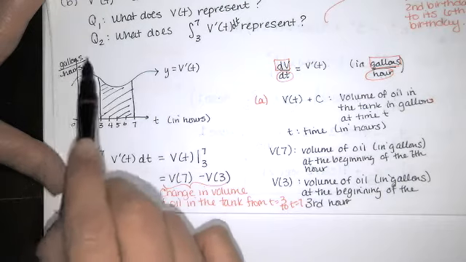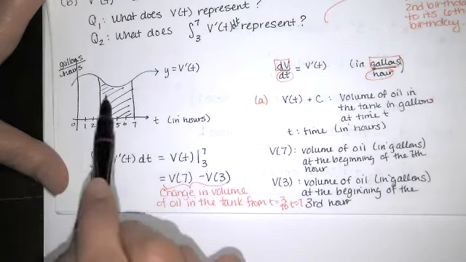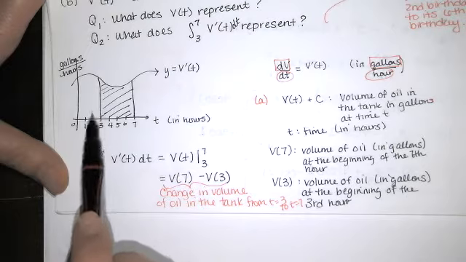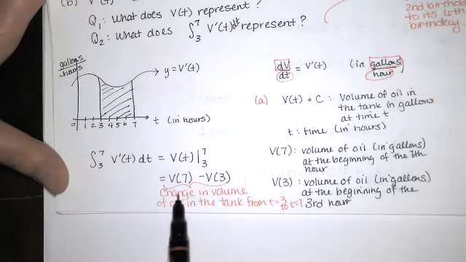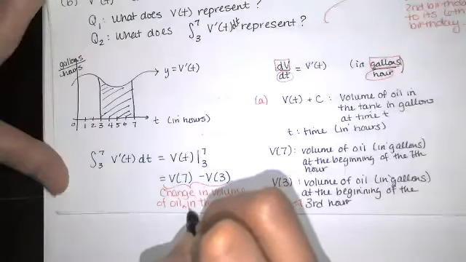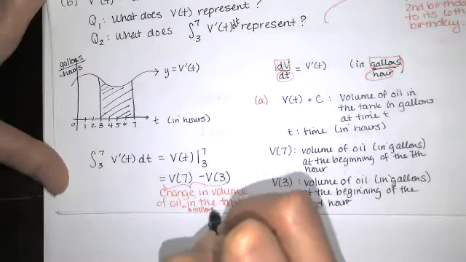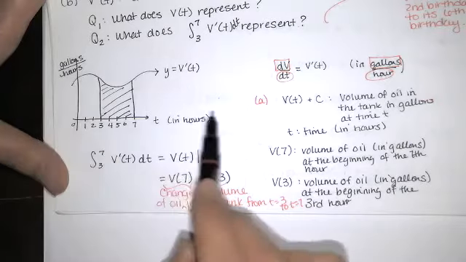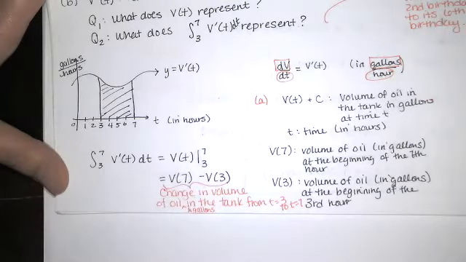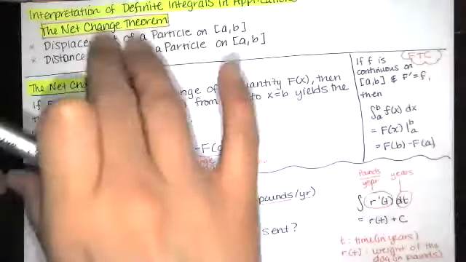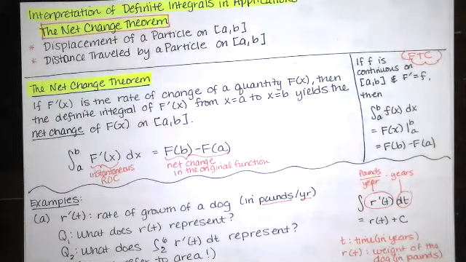And so I'm taking gallons per hour and I'm multiplying by hours to get area. And then it's going to give me some number of gallons. So this is the change in the volume of the oil. Of course, that's going to be in gallons, which are the same units that I get when I multiply the units for y and the units for t. And it's over the time interval that we were given. Okay. Now here's a specific application that comes up pretty often, the displacement of a particle.